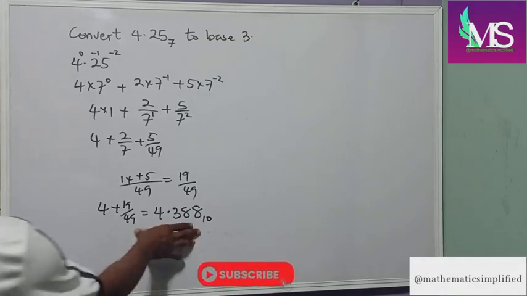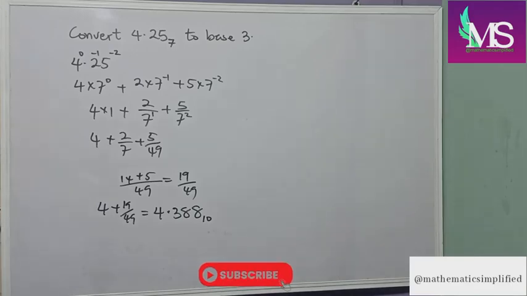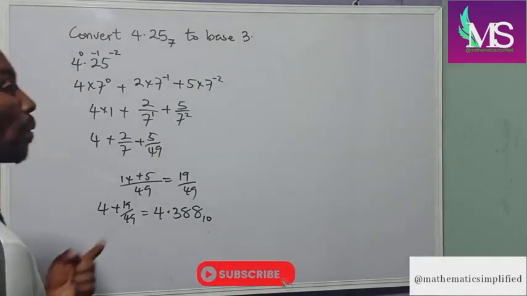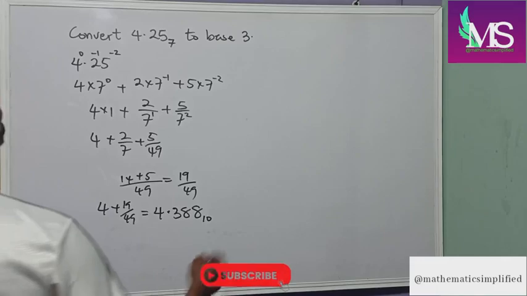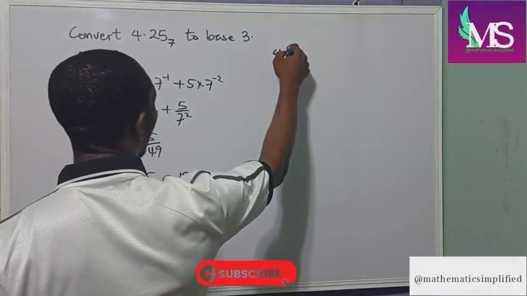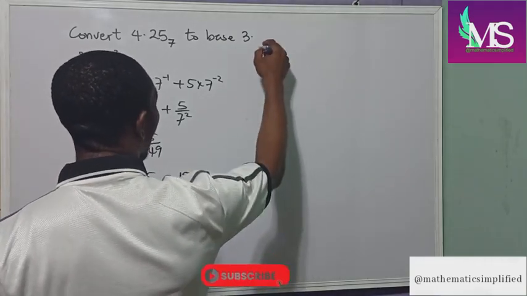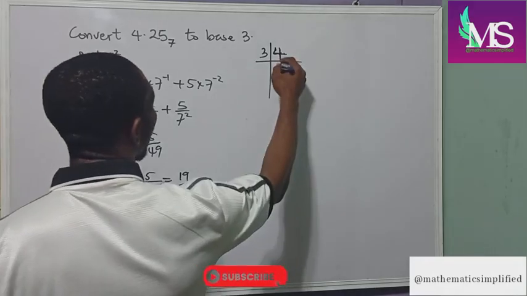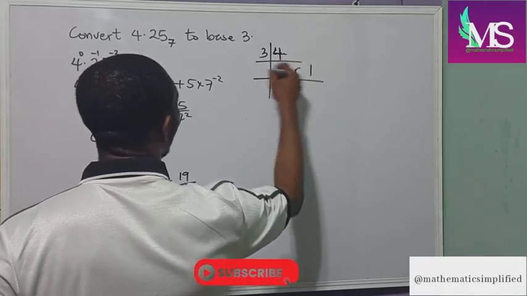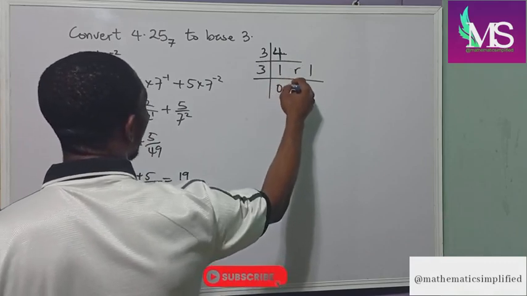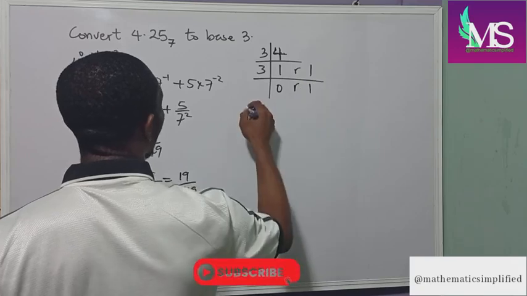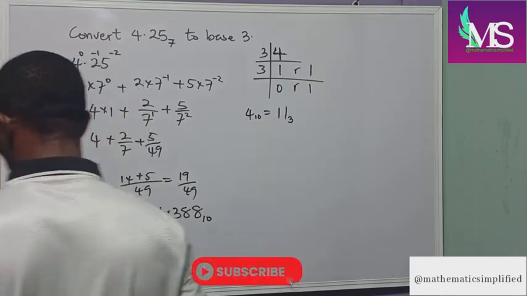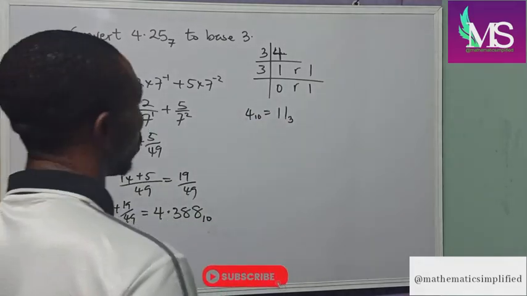Alright, now from here we'll convert our 4.388 to base 3. Now in converting, remember we are using our division method. For 4, which is our whole part, will be divided by 3. Now 3 into 4 will give us 1, remainder 1. 3 into 1 will give us 0, remainder 1. So our 4 base 10 will be 11 base 3. Bearing that in mind, one side.